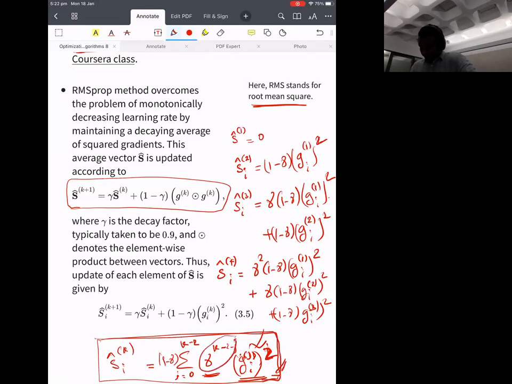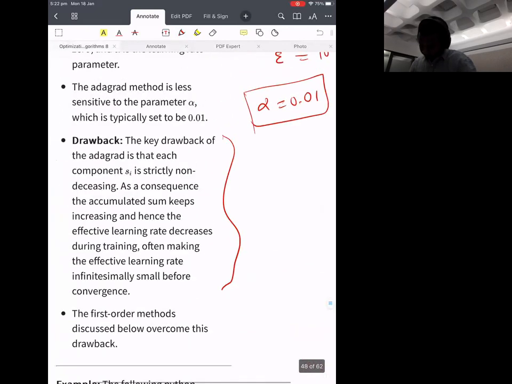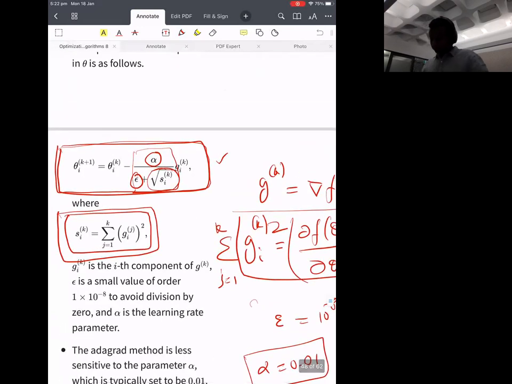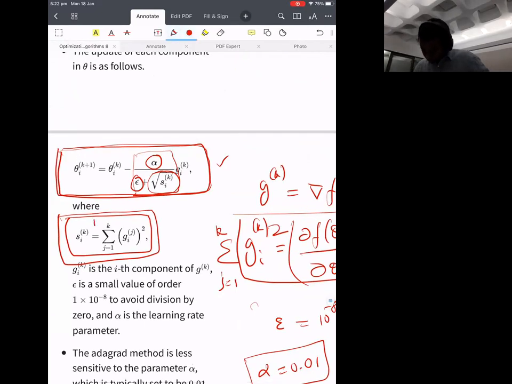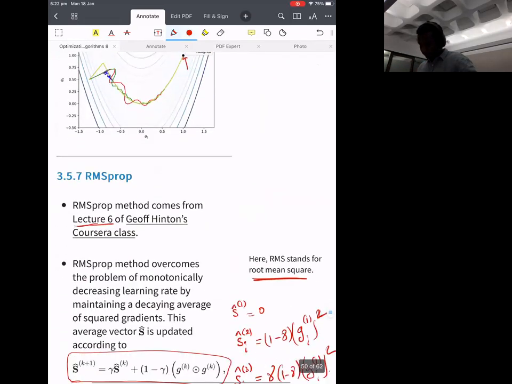So if you look at the earlier method, we have a summation without weights. Whereas now we actually have 1 minus gamma into gamma power k minus j kind of thing with a gamma factor a little bit here and there. Because of this weight, the values won't become too extreme. It doesn't increase so drastically. That's the advantage of this weighted sum.